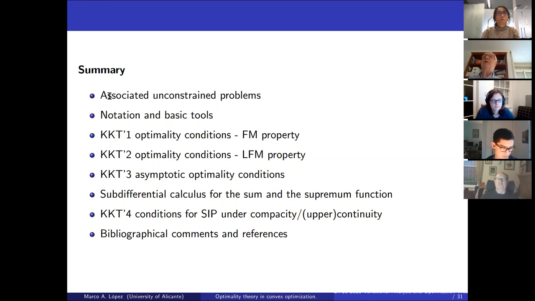Some words on notation and refreshing some basic tools of convex analysis. Here there will be 4 sets of optimality conditions under different assumptions. The first one, the easiest, when the system enjoys the property of being Farkas-Minkowski. The second one, when the property is relaxed to locally Farkas-Minkowski. The third one, when I remove these conditions, I have to pay a price.